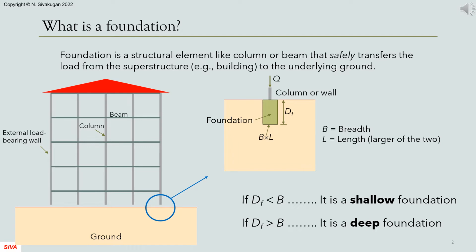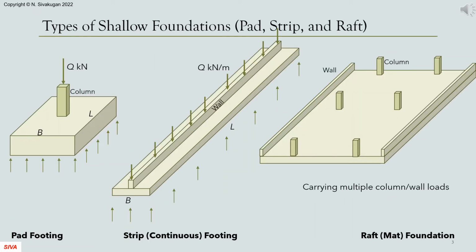Foundation is a structural element like a column or a beam in a building. Its function is to transfer the load from the building to the underlying ground, safely and economically. The breadth, length, and depth of the foundation are denoted by B, L, and DF, respectively. When the depth is less than the breadth, it is a shallow foundation. When greater, it is a deep foundation.